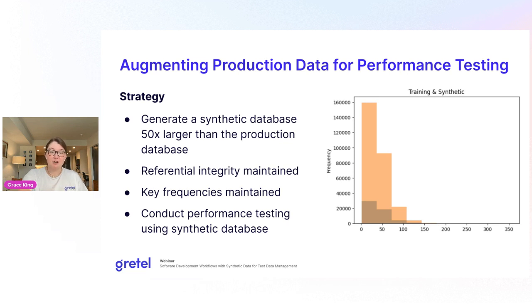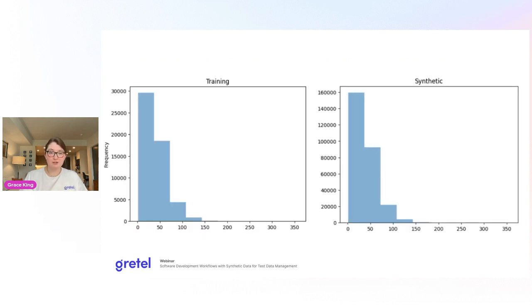So our strategy here is to generate a synthetic database that is 50 times larger than that production database. And we need to make sure that referential integrity is maintained. So the many-to-one, one-to-one relationships between entities in those tables, and the key frequencies are maintained. How often the artist is visiting different cities, how many tickets are available in each city, things like that. And then once we've generated that database, we're going to use it to conduct performance testing.